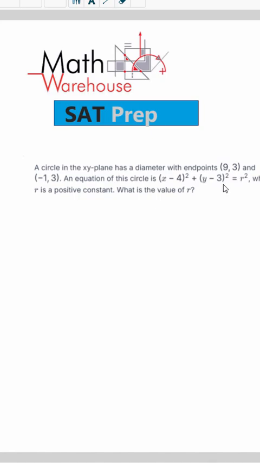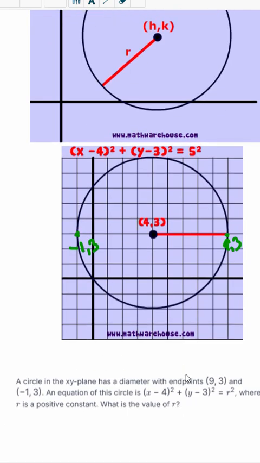The (x - 4) plus (y - 3)² stuff, all that matters is that we know that (9, 3) and (-1, 3) are the endpoints of a diameter, and we want to find the radius. Right? So the diameter goes from (-1, 3) to (9, 3). How big is that? Well, it goes from x is -1 to x is 9, and that is going to be 10.